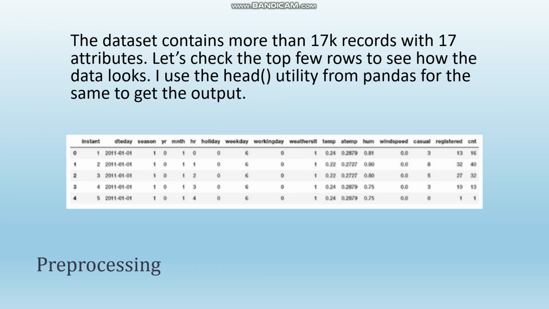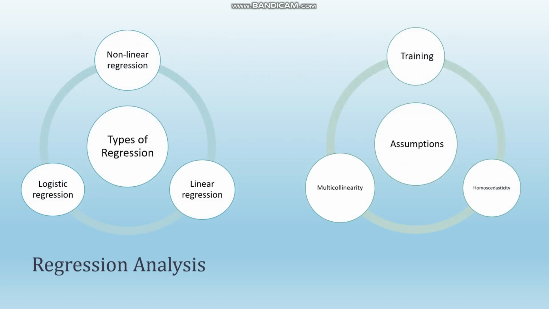On this picture, we can see a dataset. Of course, it is not the whole dataset because the dataset contains more than 70,000 records with 70 attributes. In my work, I use Python to visualize and analyze the dataset. And of course, I want to talk about the next stages, for example, types of regression and assumptions.